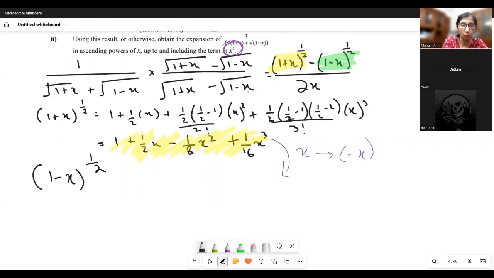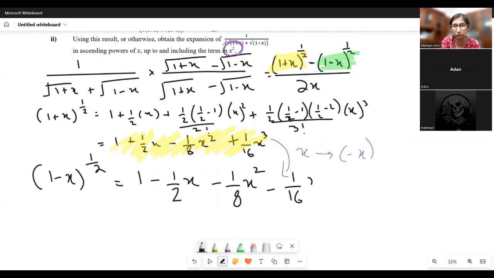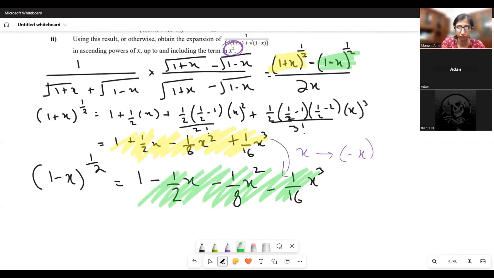So we get 1, then minus half x. The x squared term is not going to change because when you take the square of a negative number, it becomes positive. So it won't change the negative sign. But x cube will change the negative sign because when you cube a negative value, it becomes negative. So minus 1 by 16 x cube. That's the expansion of the second binomial expression.